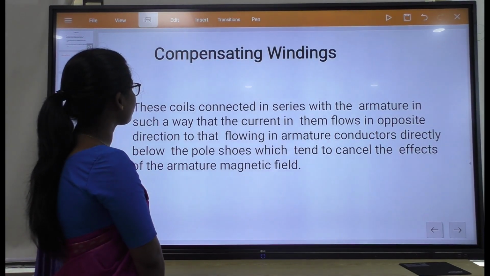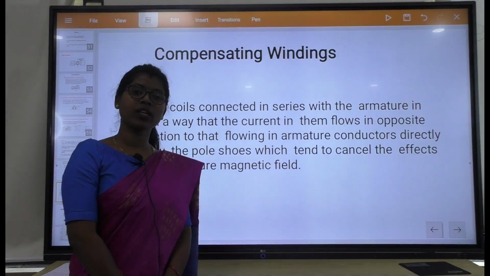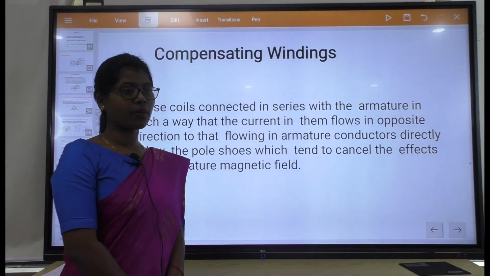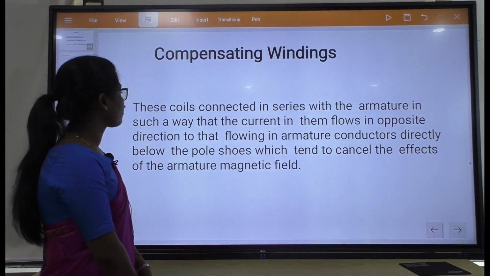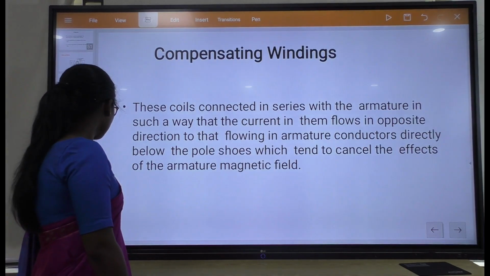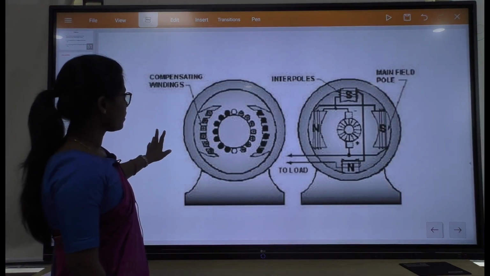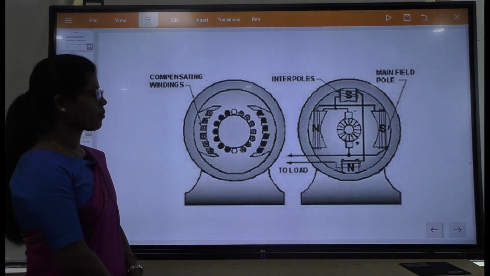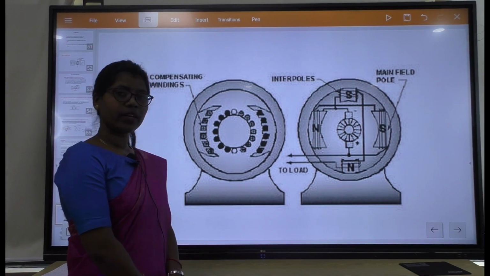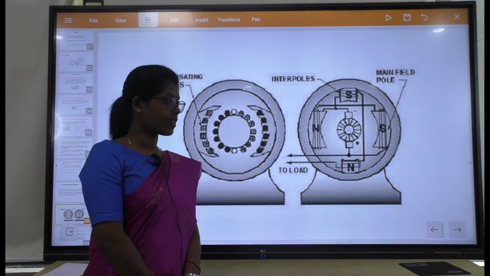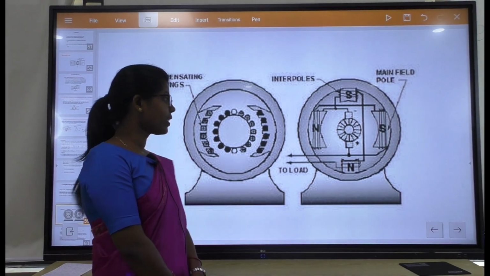And these compensating windings are used for large machines where large fluctuations in loads occur. In the case of large fluctuation in load in large machines, we use compensating winding. Okay, this is the figure of compensating winding. So in case of large machines where large load fluctuations are there, for example rolling mills and turbo generators, we use compensating windings.